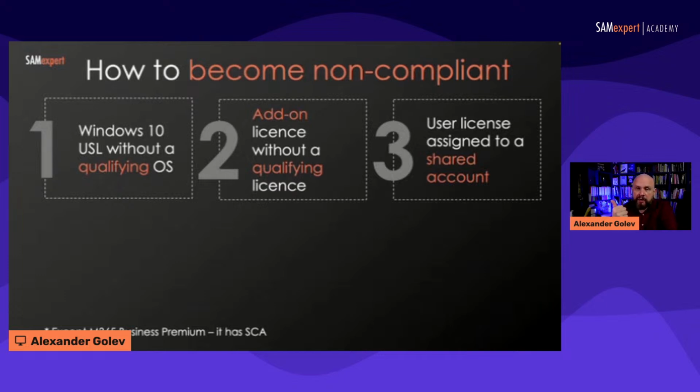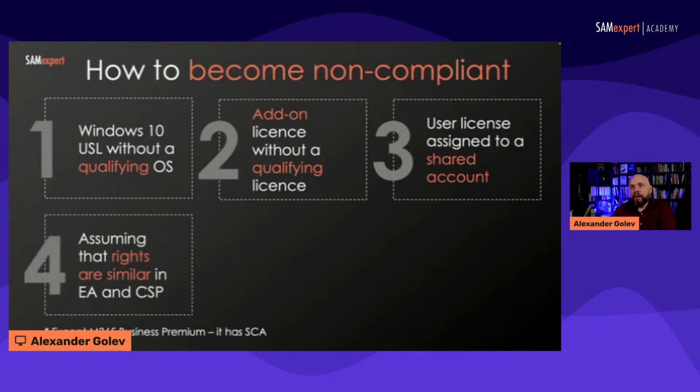All these users require licenses. It's a user license. It's not a device license. It's not an account license. It's a user license. So if an auditor finds this out, you'll be punished. Assuming that rights are similar in the CSP. So we had a few slides. If you missed them, please rewatch this training.